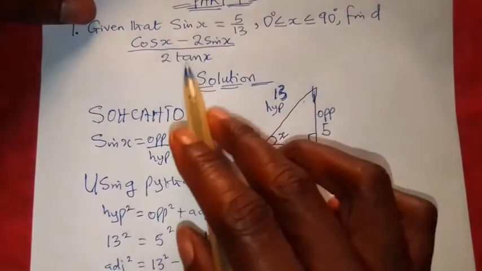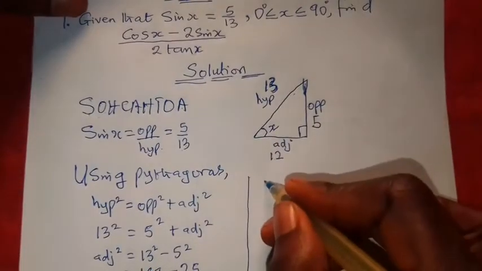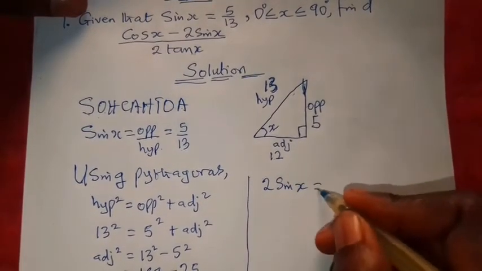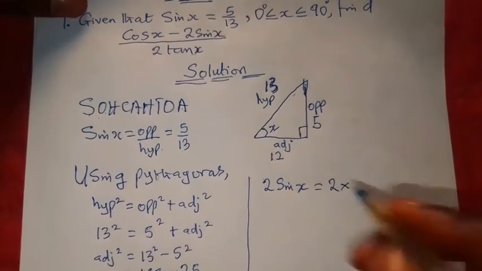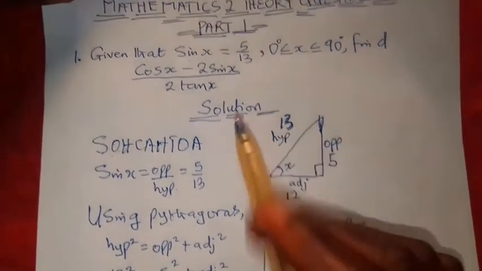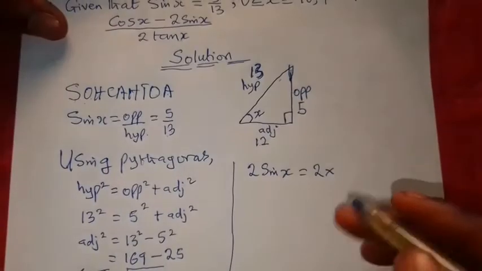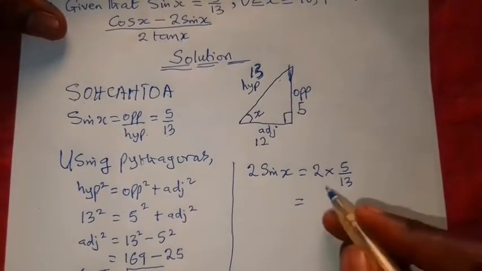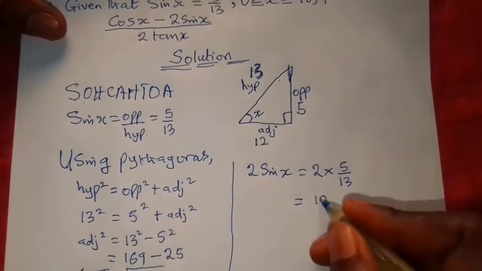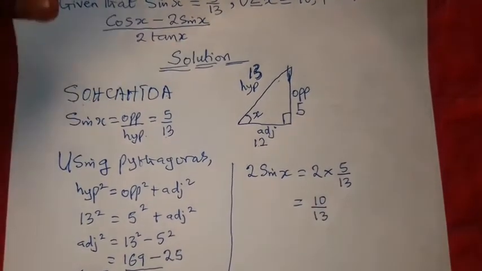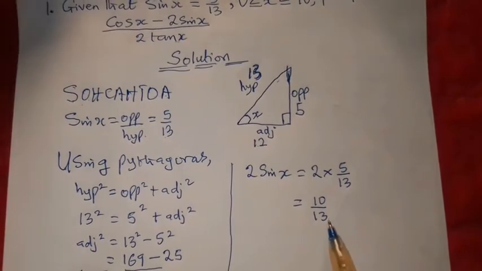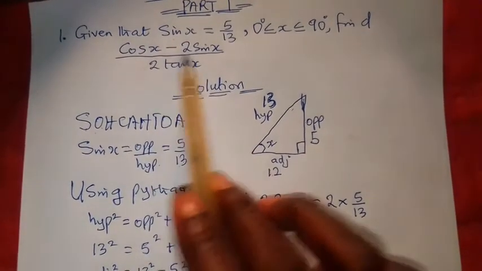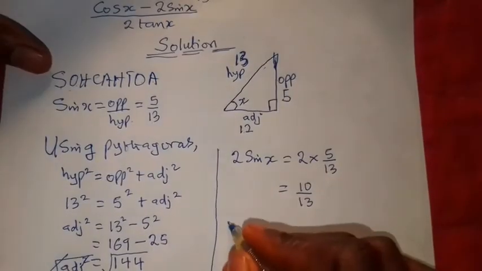Now, we do the same thing for our 2 sine x. Our 2 sine x would become 2 multiplied by the value we got for sine x. And from the question, sine x is 5 upon 13. So write it as 5 upon 13. And this is going to give us 2 times 5 is 10, upon 13. So you have the value for 2 sine x and 2 tan x. So we are going to put these values together. So therefore, we come over to this place.